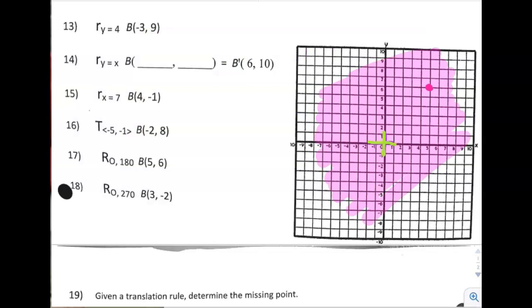In number 17, I have the point (5, 6) and I'm going to rotate it 180, which is to the left. So 1 click, 2 clicks, and I end up with the point (-5, -6).